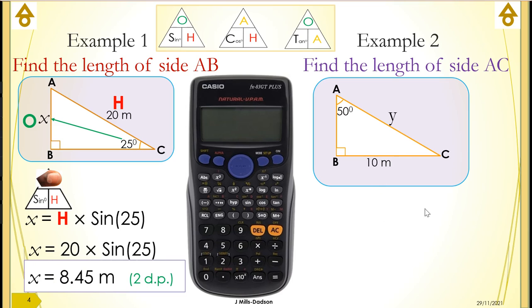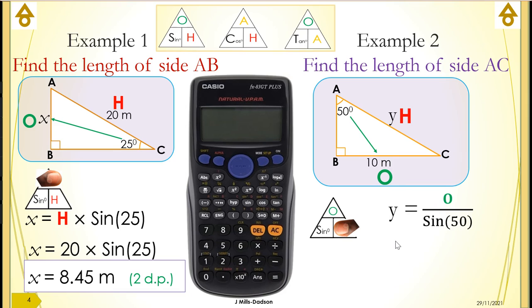Now let's look at this second one. AC labeled as y. Given angle 50, 10 meters is the opposite. y is the hypotenuse. Also the sine triangle is what you're going to use. We cover the h. That tells us that y is equal to the opposite side divided by sine of what? 50. So you replace O with 10 and y is equal to 10 over sine of 50.